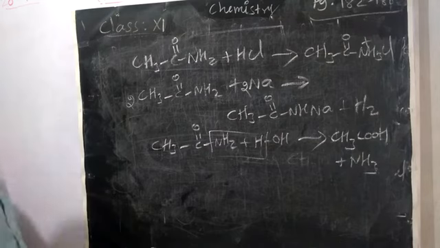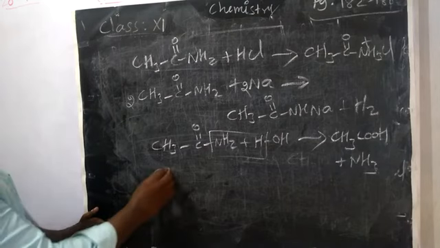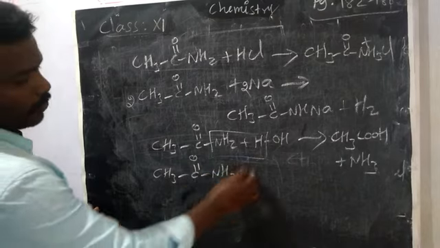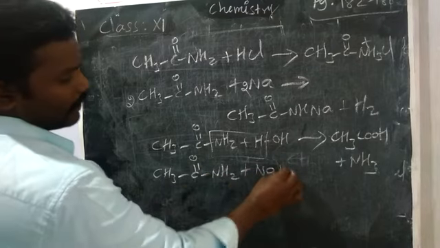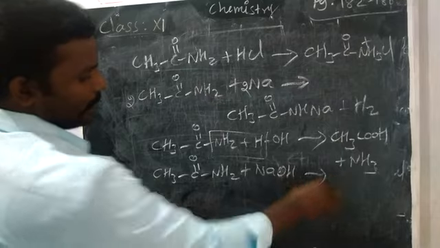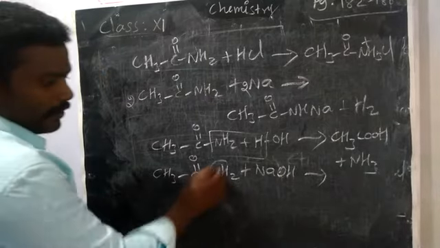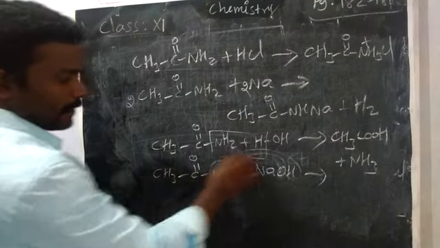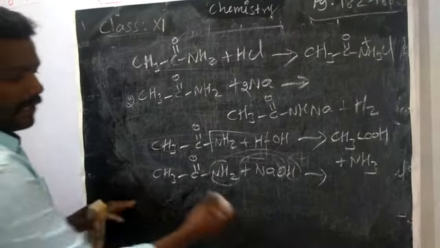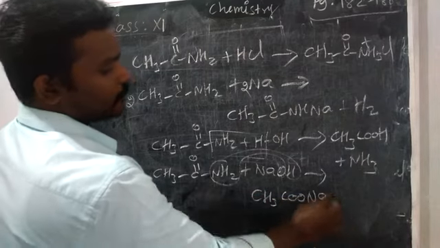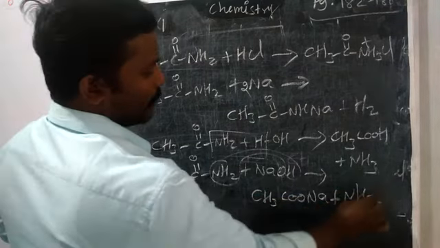Next, reaction with NaOH, a base: CH3, C double bond O, NH2 plus sodium hydroxide, alkali. Here also the same type of product. You remove this as ammonia gas. Remaining you add up CH3COONa, sodium acetate, and ammonia gas.